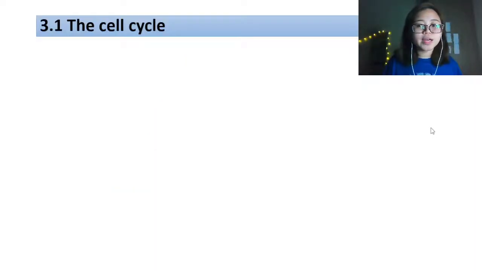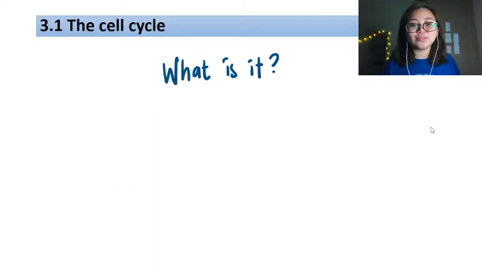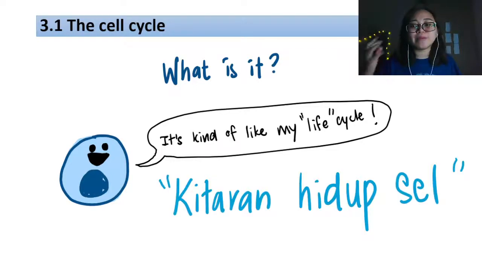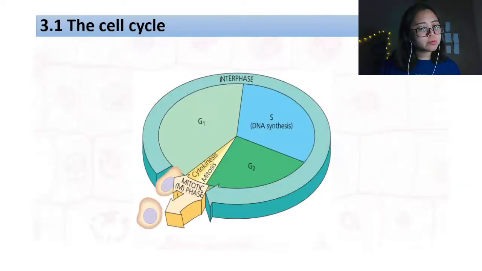Okay, the cell cycle, what is it? Well, you can say the cell cycle is kind of like the life cycle of a cell. Dia lebih kurang macam kitaran hidup sel. Tapi tolong jangan cakap kitaran hidup sel bila orang minta definisi scientific. Macam mana kita mau explain? Well, this is the diagram we usually use to explain. Biasa kita guna diagram ini.